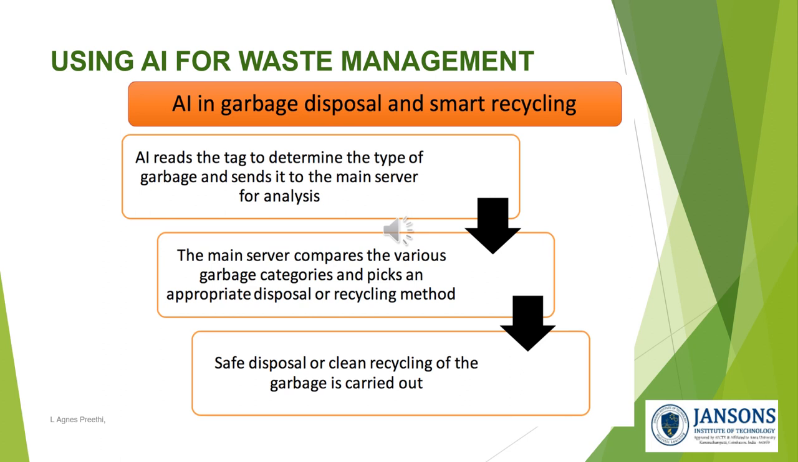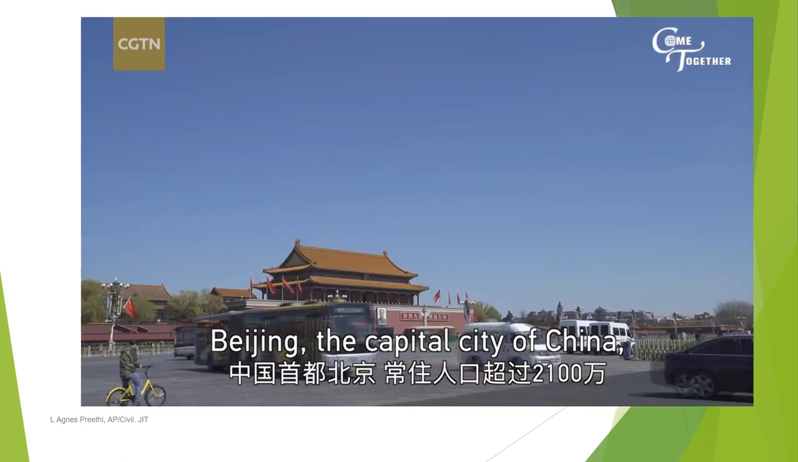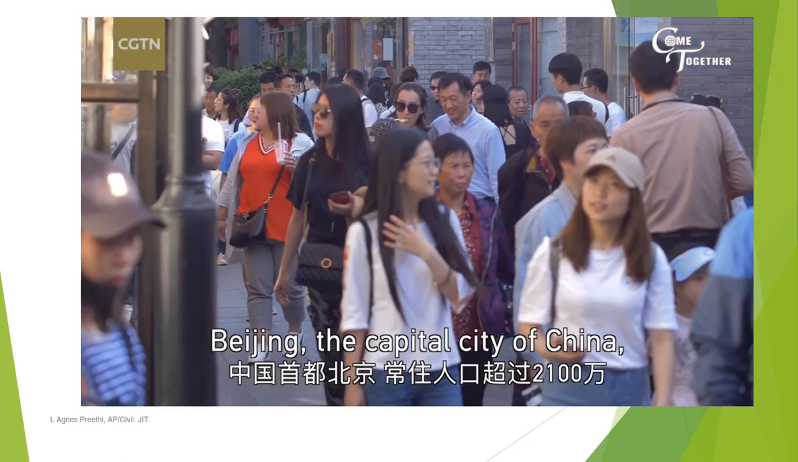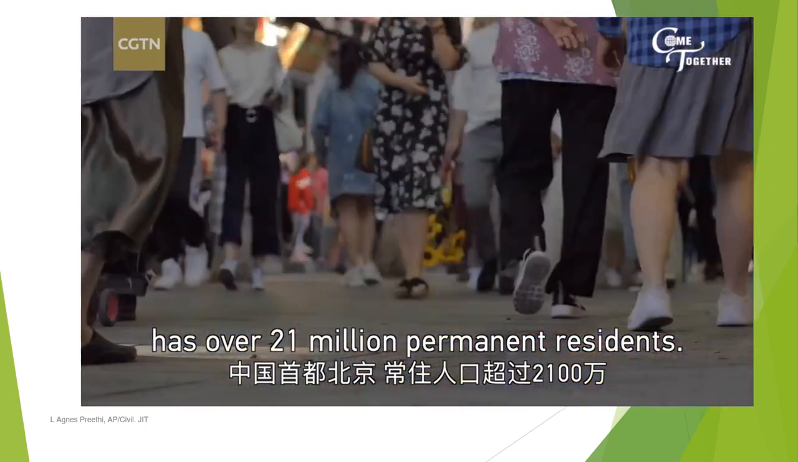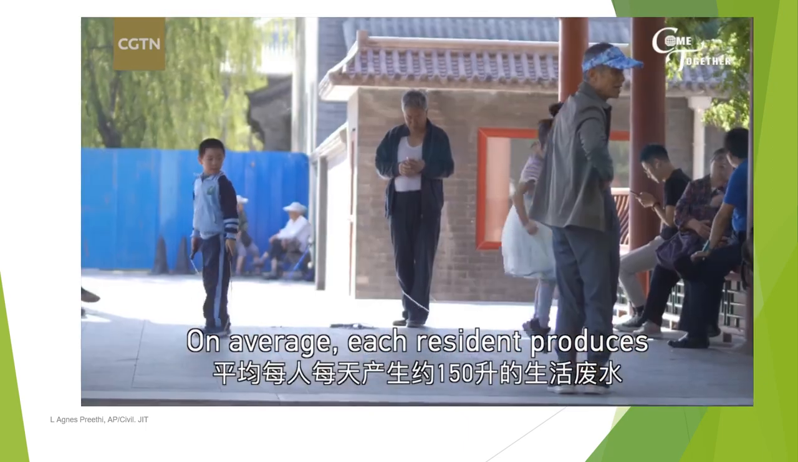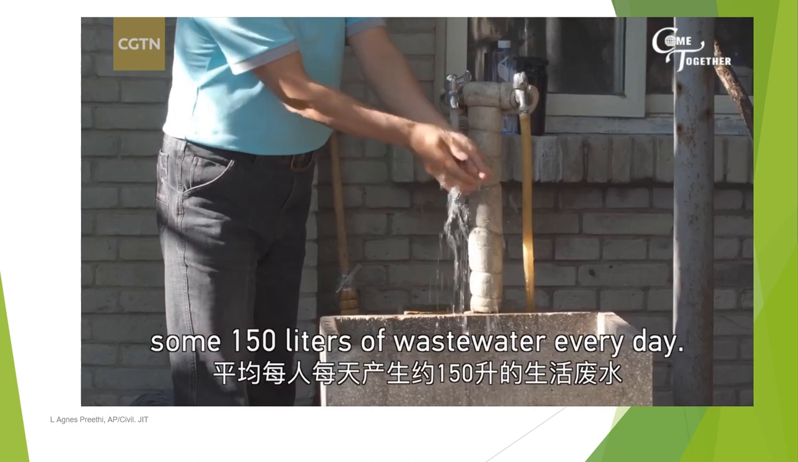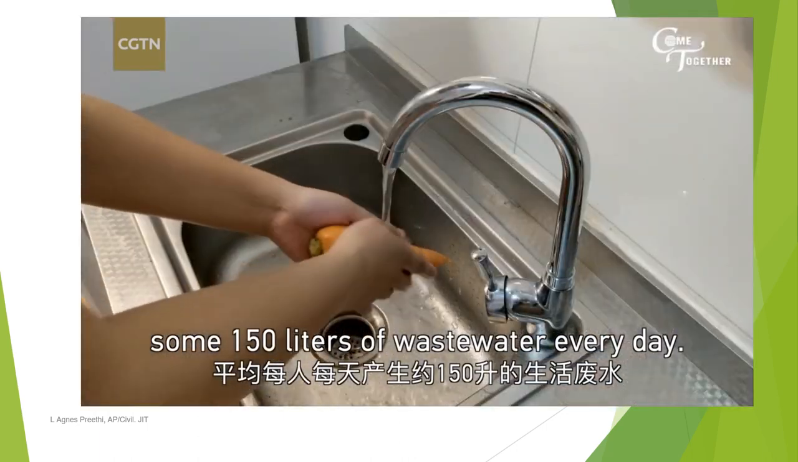Now, we shall see a video of how in Beijing, China, the smart waste management system has been processed. Beijing, the capital city of China, has over 21 million permanent residents. On average, each resident produces some 150 liters of wastewater every day.